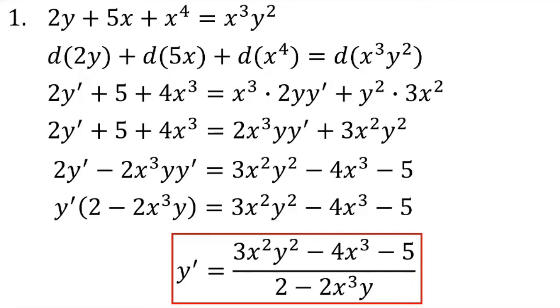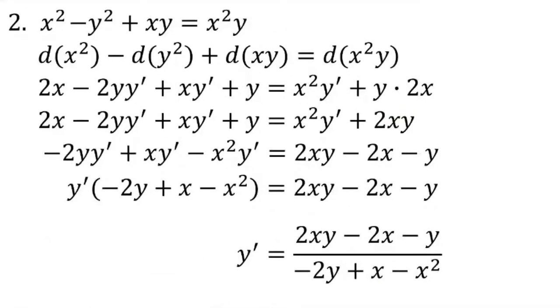Next, number 2. x squared minus y squared plus xy equals x squared y. Get the derivative of each term. So this will become d of x squared minus d of y squared plus d of xy equals d of x squared y. Then, getting the derivative of each term, the result will be 2x minus 2y prime plus xy prime plus y equals x squared y prime plus y times 2x.